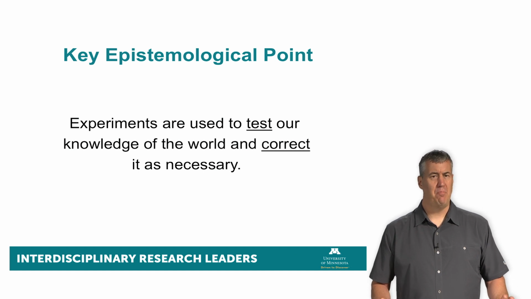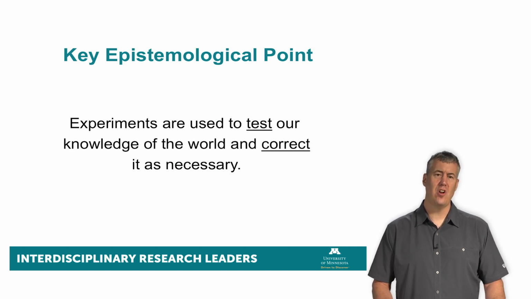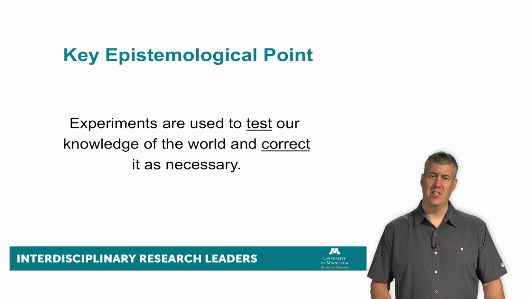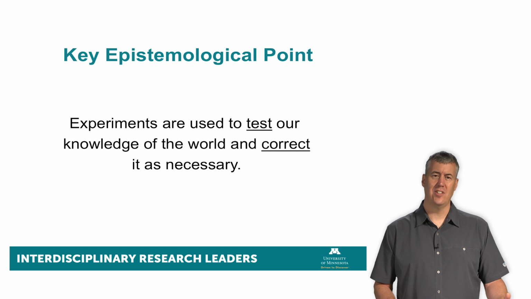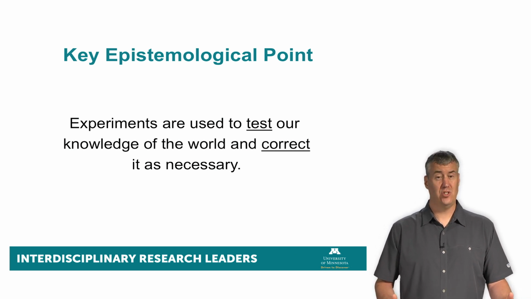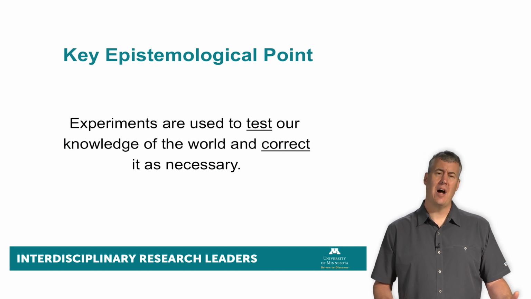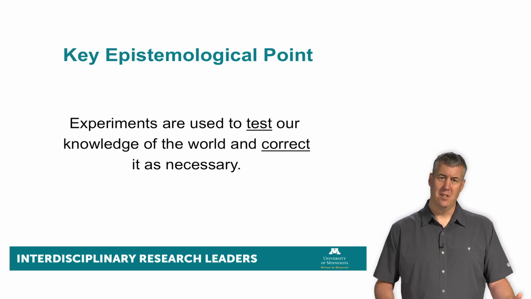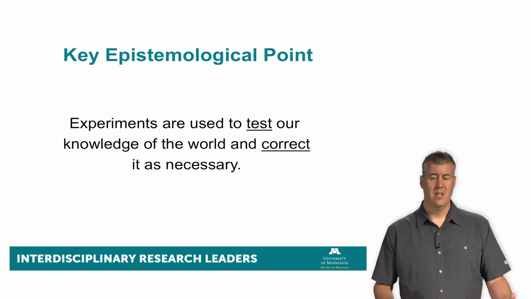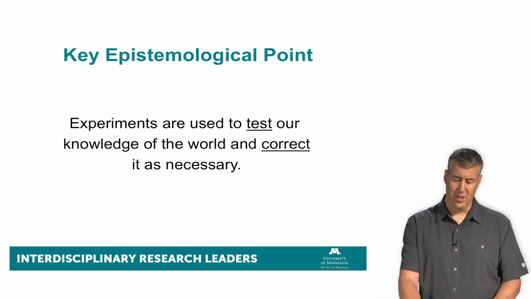First, the epistemological or understanding of where knowledge comes from point. Experiments are used to test our knowledge of the world and correct it if necessary. Going right back to the earlier modules of what our goal of science is, to have a theory or proposition, test it rigorously, and then change our mind or update our minds if necessary. If what we think is true is not true, we should change our opinion. If it is true, we can proceed. This is a key epistemological point.